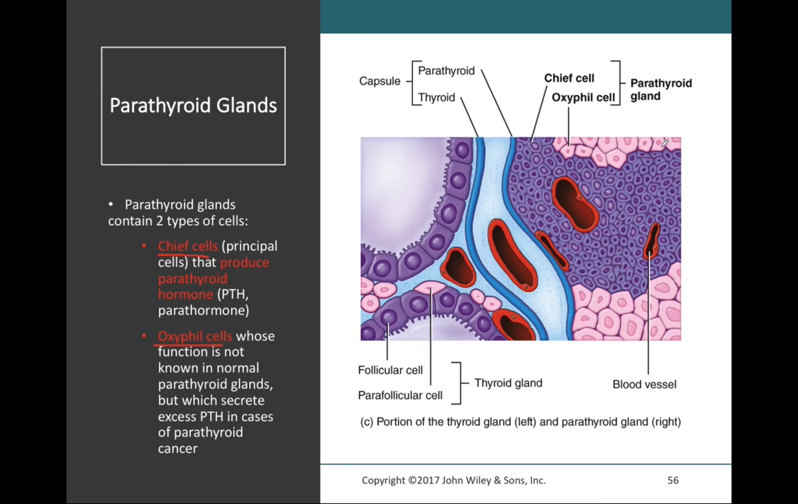Now, our chief cells are going to be the major player with the parathyroid gland because these are the cells that are going to release parathyroid hormone. And as I just briefly mentioned, parathyroid hormone is going to antagonize calcitonin. So that tells us that parathyroid hormone is extremely important for calcium homeostasis. The oxyphil cells, on the other hand, we're really still not sure exactly what these cells do. But they can be useful when looking for the parathyroid gland because these cells will stain a lot differently than the cells that are found in the thyroid gland. So these can be useful in that regard.